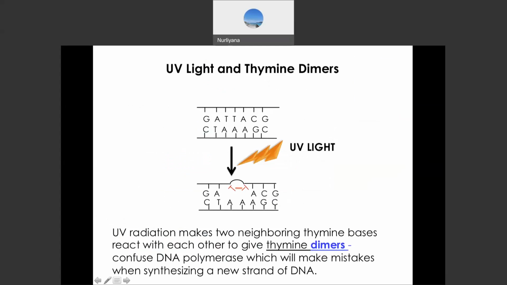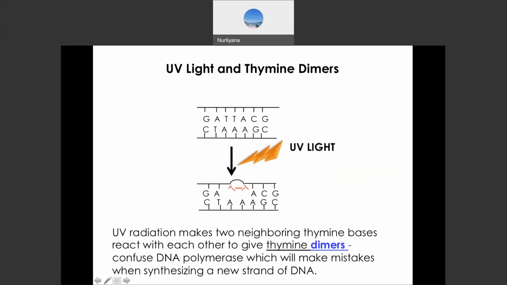Okay, this is a UV light. The effect of UV light is that it will cause thymine dimers. So it can cause a kind of bridging here between two neighboring thymines. Neighboring thymine means thymines that are sitting next to each other. So if you are exposed to UV light, it will cause a dimer.